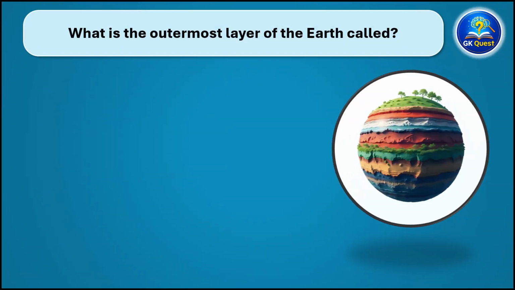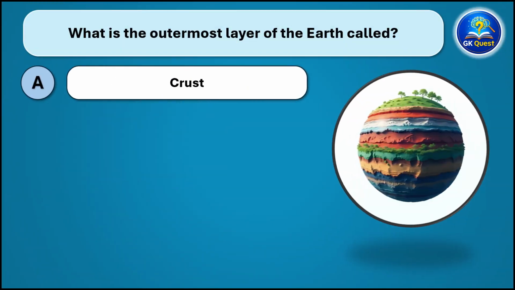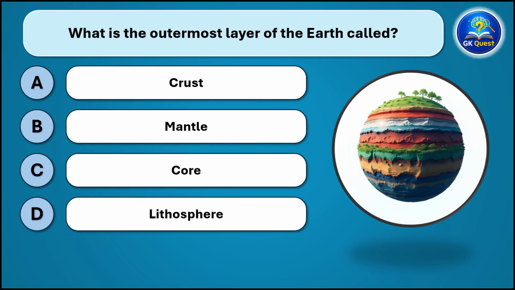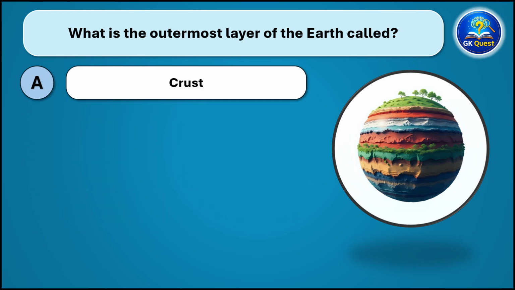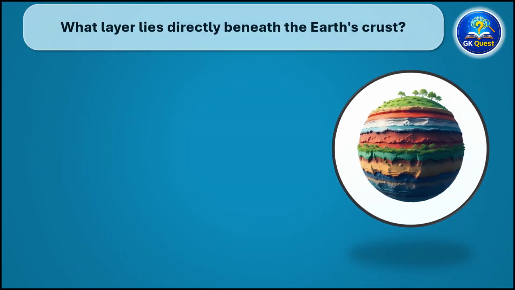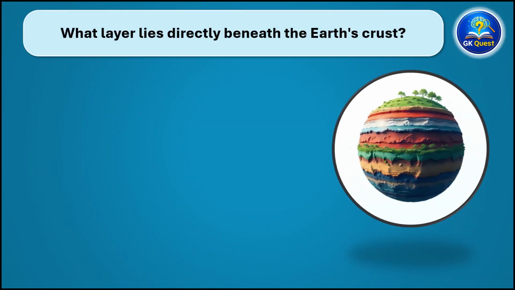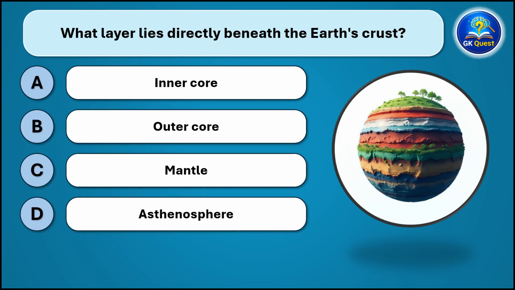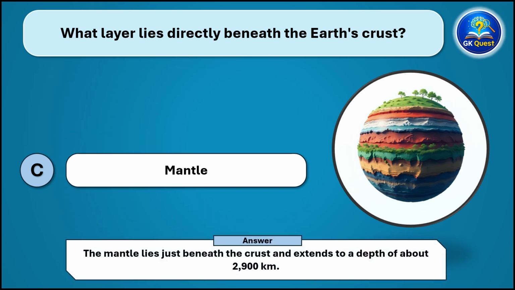What is the outermost layer of the Earth called? The crust is the outermost solid layer of the Earth where we live. What layer lies directly beneath the Earth's crust? The mantle lies just beneath the crust and extends to a depth of about 2,900 kilometers.